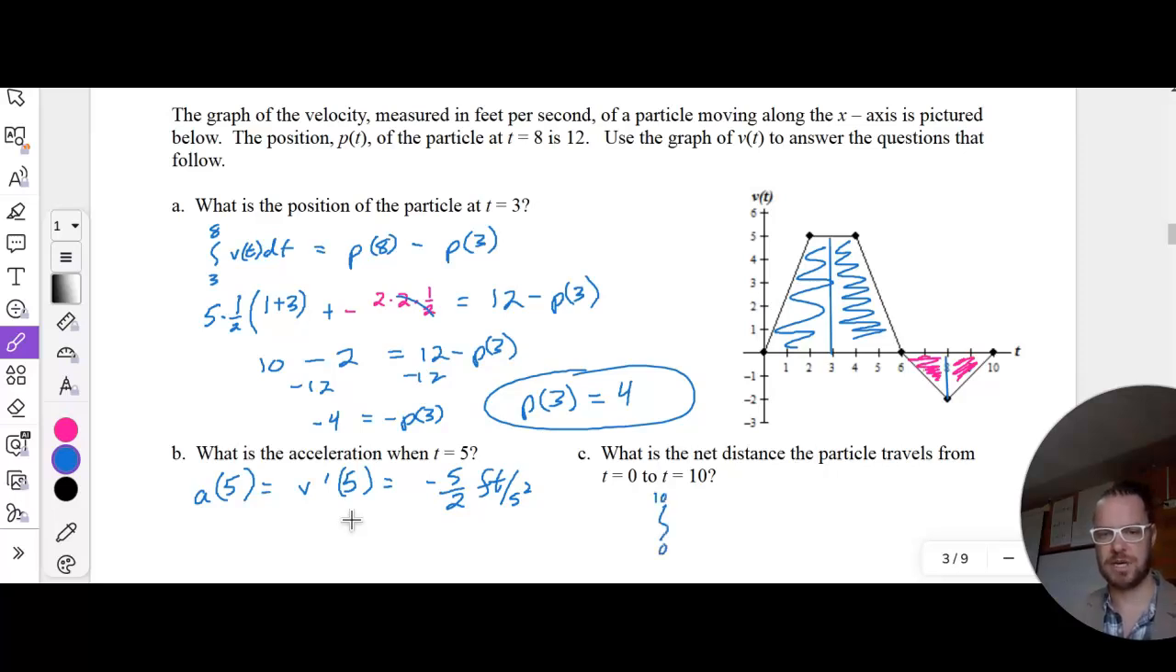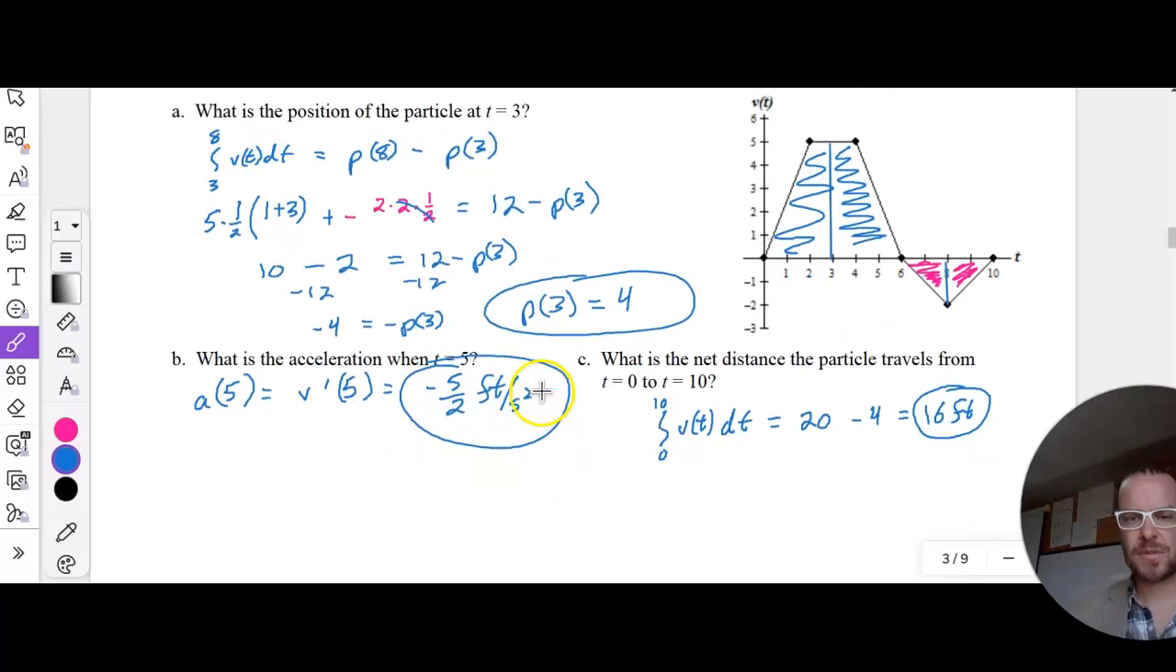I guess I should actually write it out. So the integral from 0 to 10 of v of t dt, in this case for us, is going to be equal to 20 minus, this one was originally 2, so it'll be minus 4. And so we'll get that this is 16 feet.